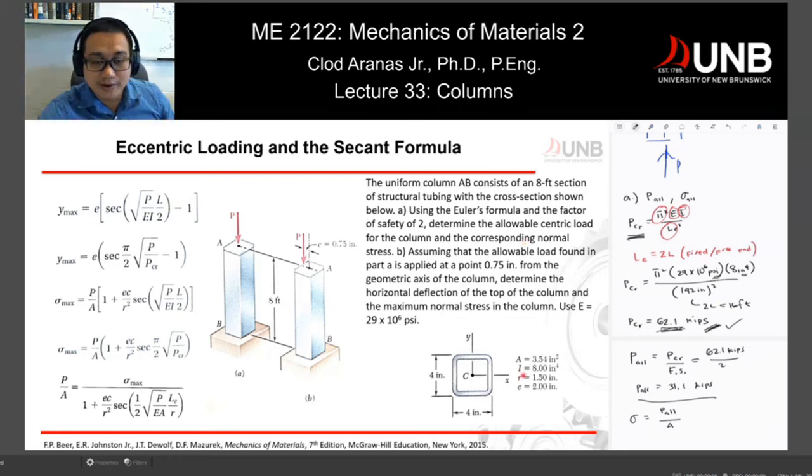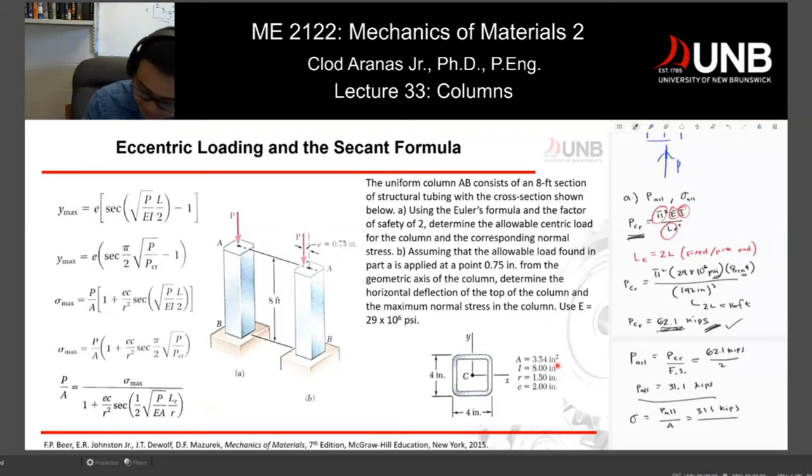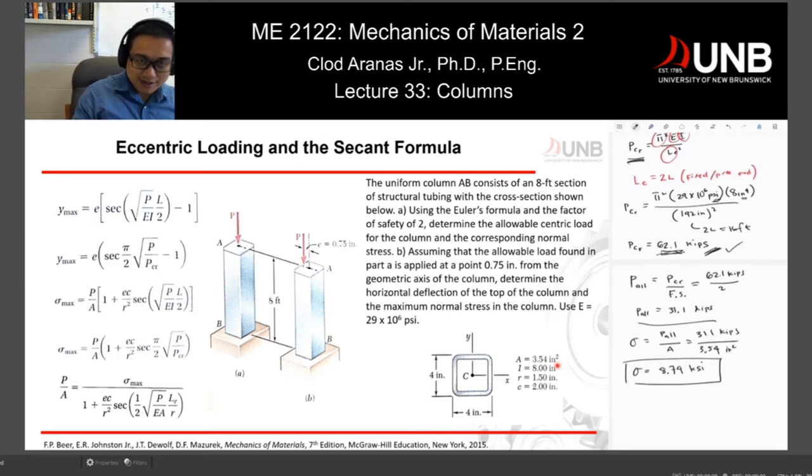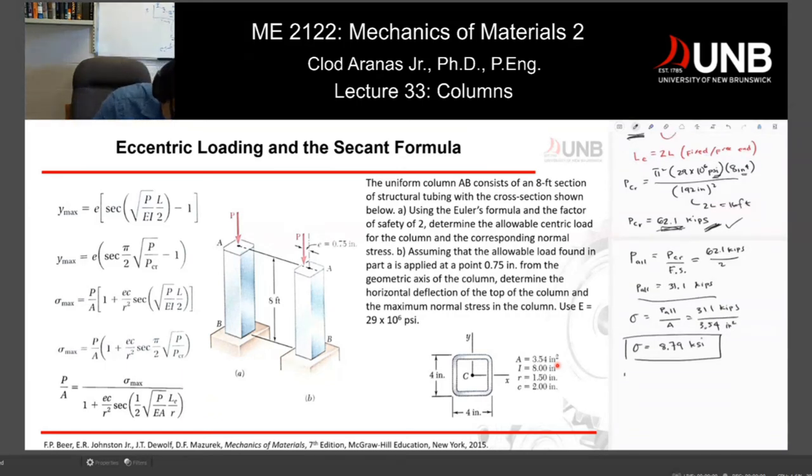In this case, you are given an area of 3.54 inch square. So you have 31.1 kips divided by 3.54 inch square, and that would give you a stress value, sigma allowable, which is 8.79 KSI. So that's the answer for letter A. Now, for letter A, everything is almost similar to our previous problem. Letter B deals with eccentric load.